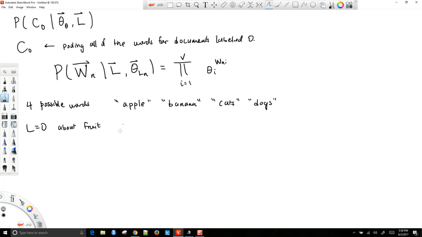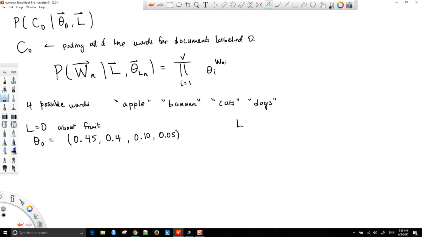Okay, and so we might have theta sub 0 is basically going to be a vector of, I don't know, maybe 0.45, 0.4, and then 0.1 and 0.05. Okay, so this is if our words are apple, banana, cats, and dogs, and our document's about fruit, we would expect apples and bananas to show up a lot more than the words cats and dogs, or something like that. Okay, this is really simple.